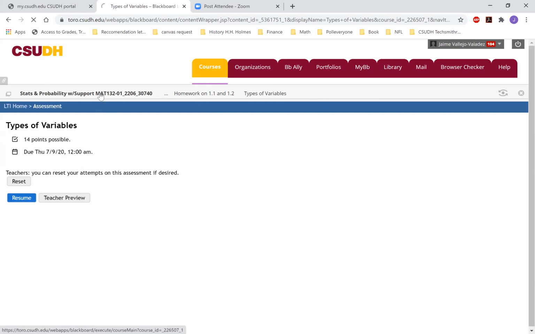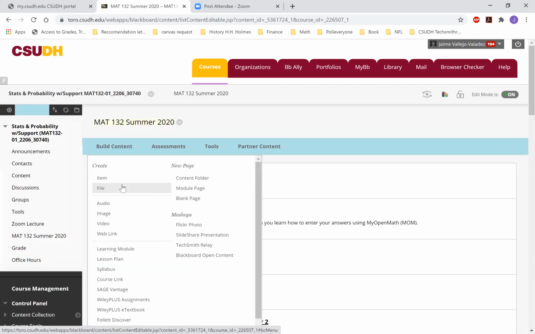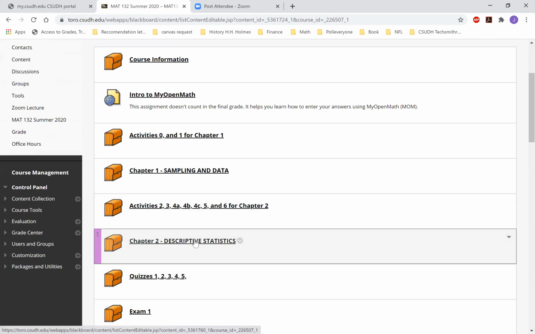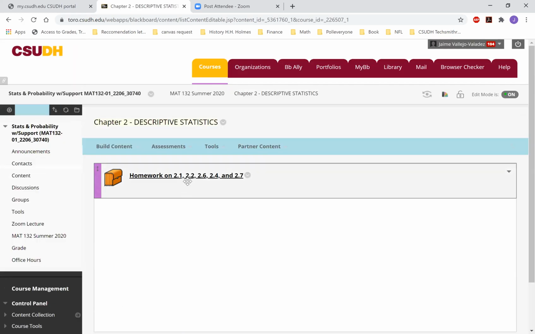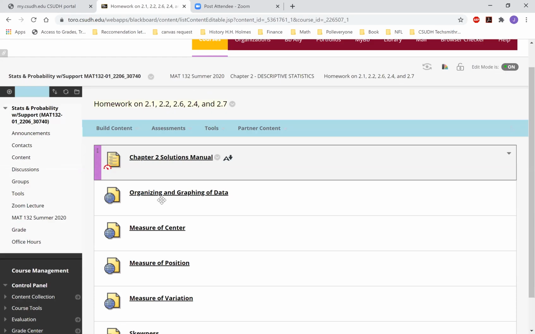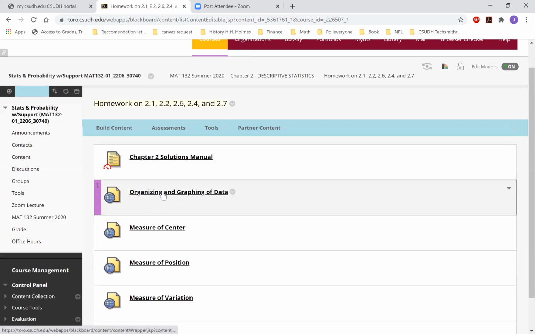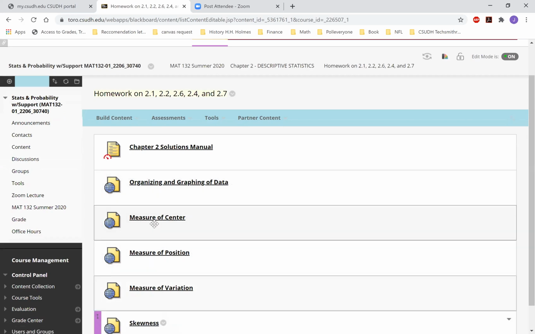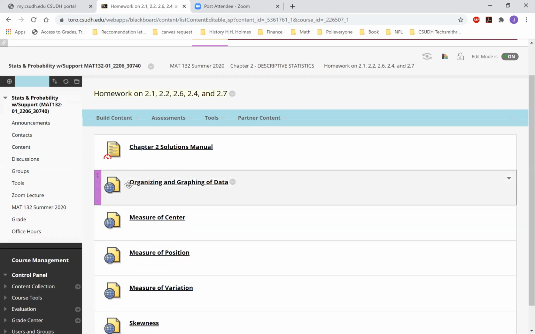There's also a homework for today, so I'll show you where to go for that homework. All you have to do is go to chapter 2, and you go to homework 2.1. The homework for today is organizing and graphing of data. So this is the only homework for today. The measure of center and measure of position, this is later on. So don't do any of this because this will just confuse you. The only homework that you're responsible for right now is organizing and graphing of data.